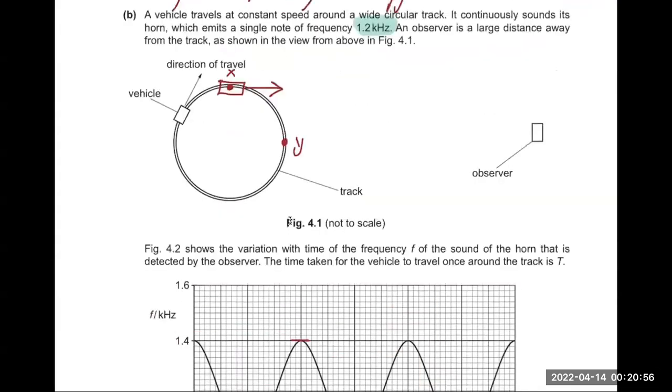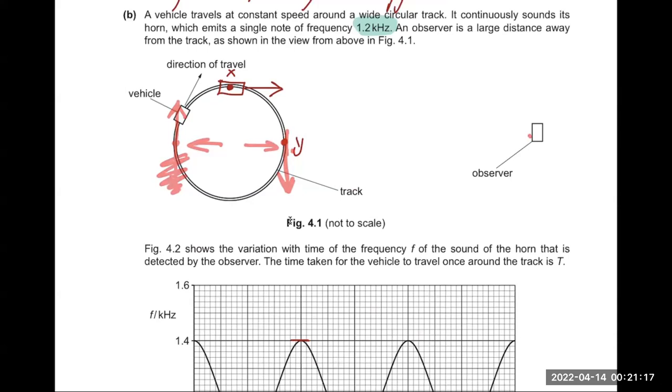So neither moving towards nor moving away would be over here, or over here. It's traveling in this direction or in this direction. So it could be this point or this point. For this observer, it's not moving away or towards.